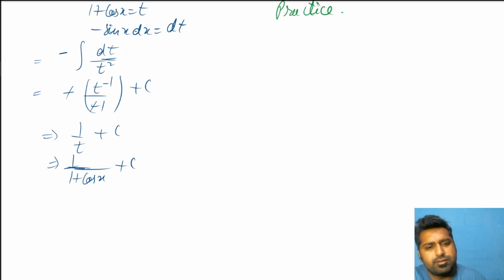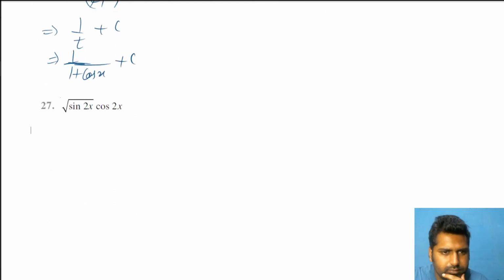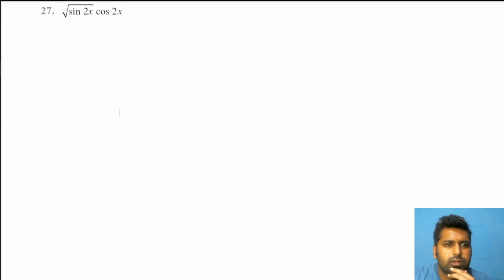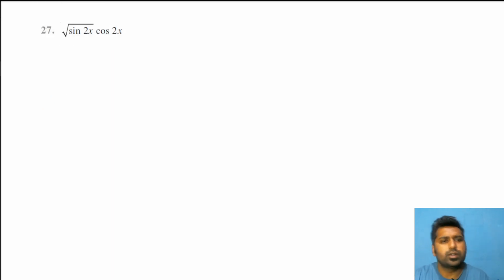Only a few questions left. Let's finish them. You see root sin 2x and then cos 2x. You have to integrate, which is weird. The thing present inside the square root is the problem, because of the square root.